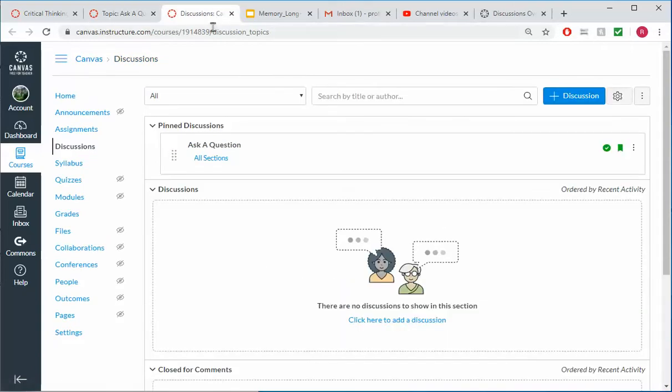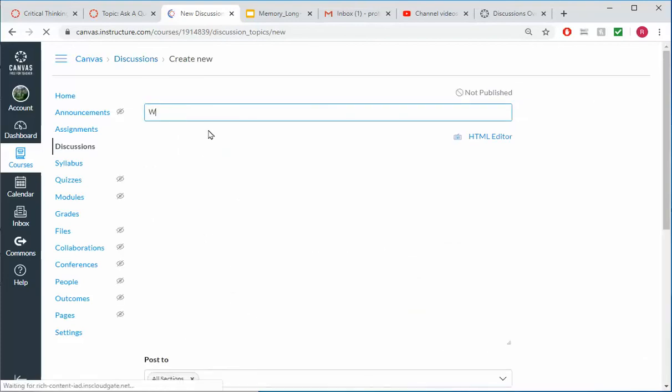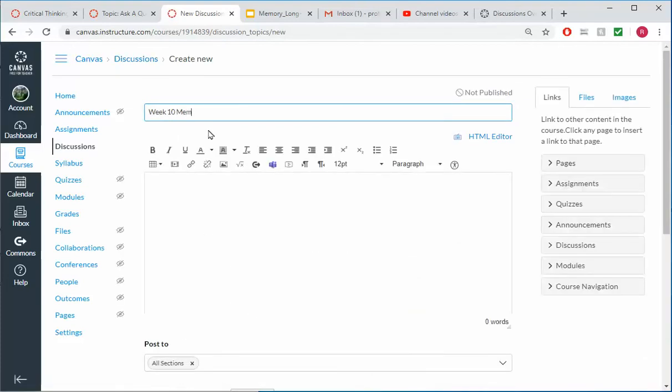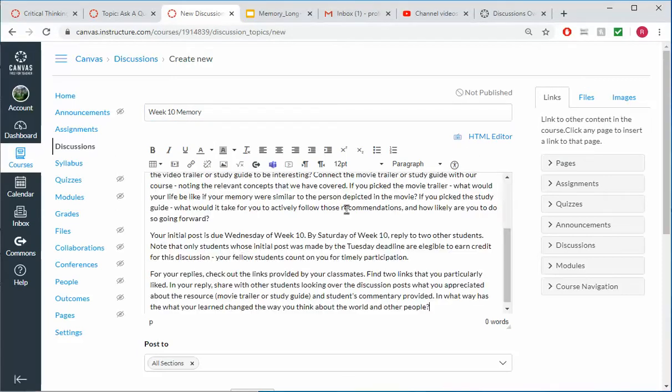So in our new discussion tab, I'm going to click on the plus discussion button. And for topic title, I'm going to say week 10 memory. Week 10, so that students know when in the schedule of weeks this is taking place, and the focus being on memory. In terms of the directions, I'm going to just copy and paste them in. I wrote them out earlier.